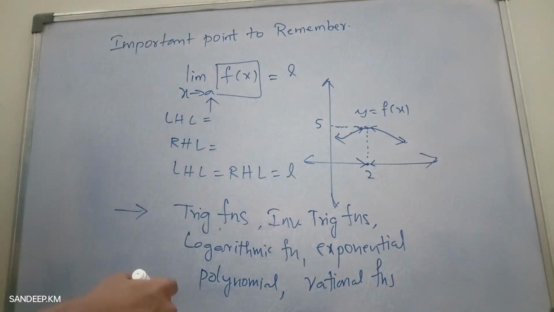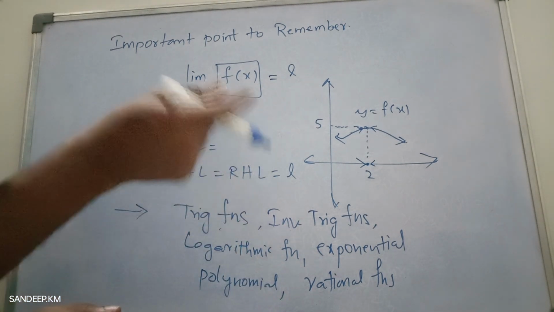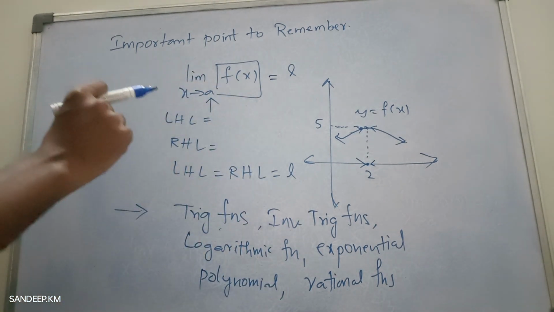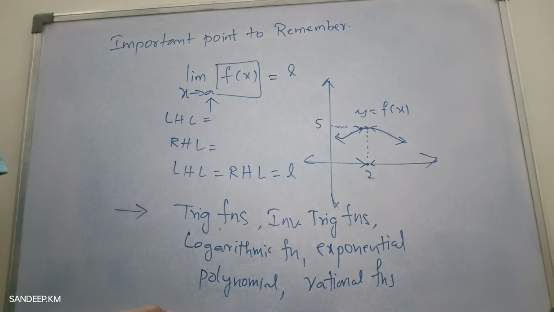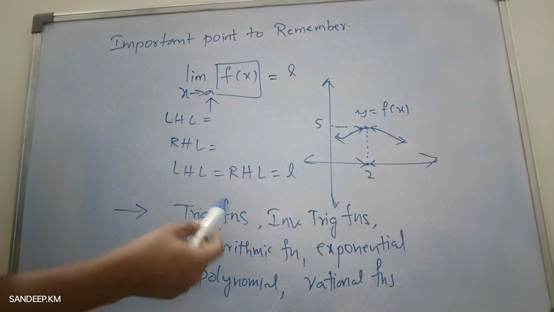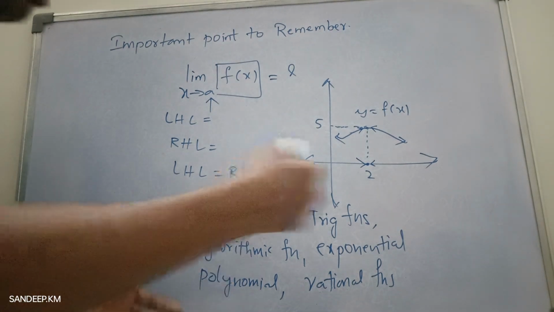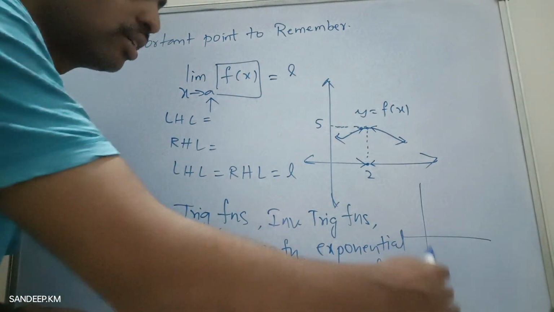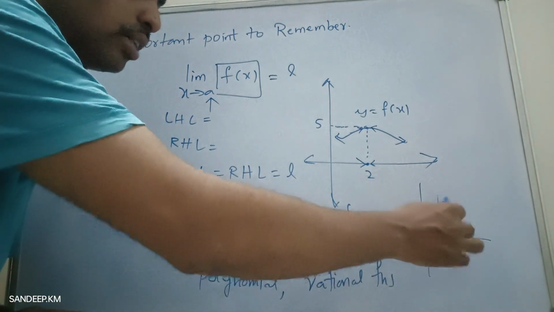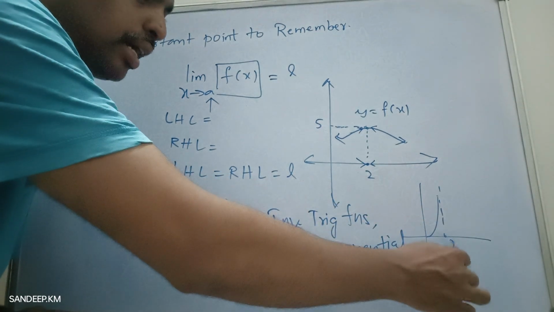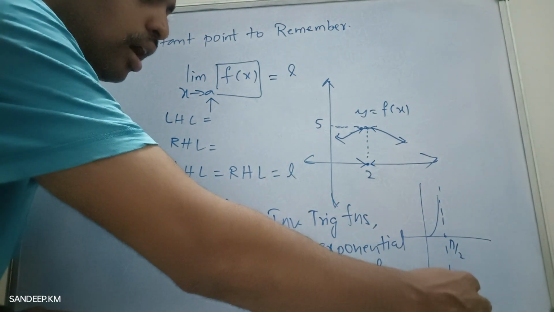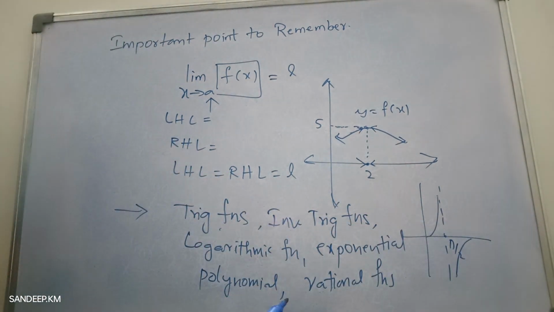Look at their graphs. They are continuous in their domain. Once again, underline that word, in their domain. Because one student told, sir, you said that trigonometric functions are continuous in their domains, but what if you look at the graph of tan x? The graph of tan x is like this. Exactly at pi by 2 there is a break, and again the graph goes like this. He told me that the graph of tan x is not continuous now.